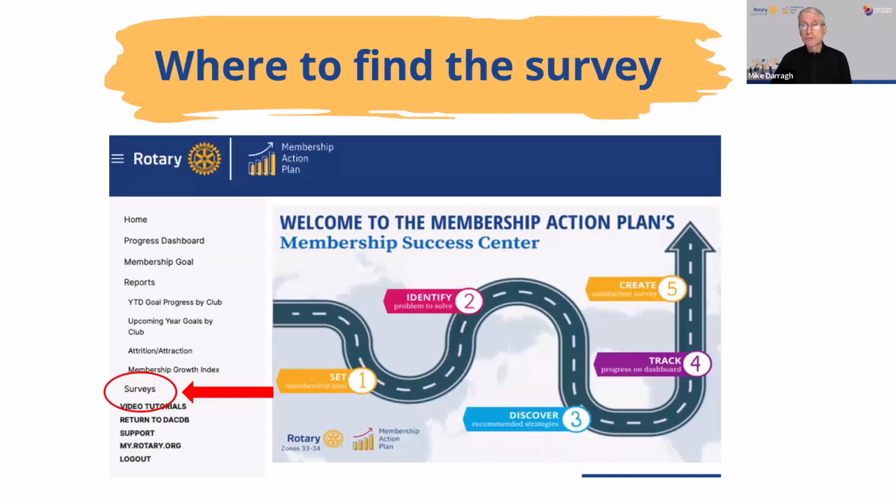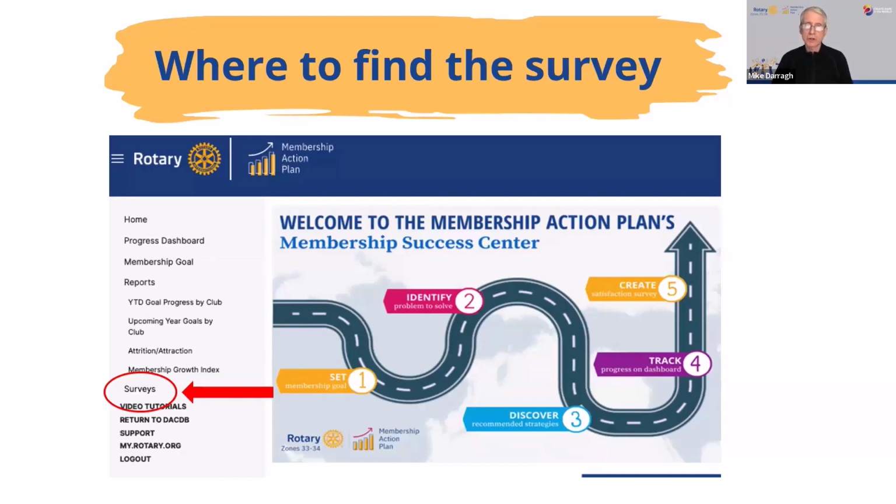It's built into the Membership Success Center. For those of you who have not used the Success Center, we're putting instructions in chat so you can get to it through DACDB. That's dacdb.com. All presidents, secretaries, and membership chairs in our zone should now have access using DACDB, even if your district uses Club Runner.